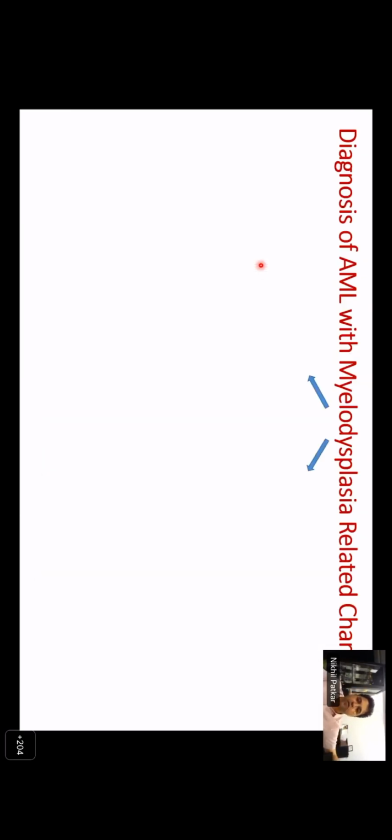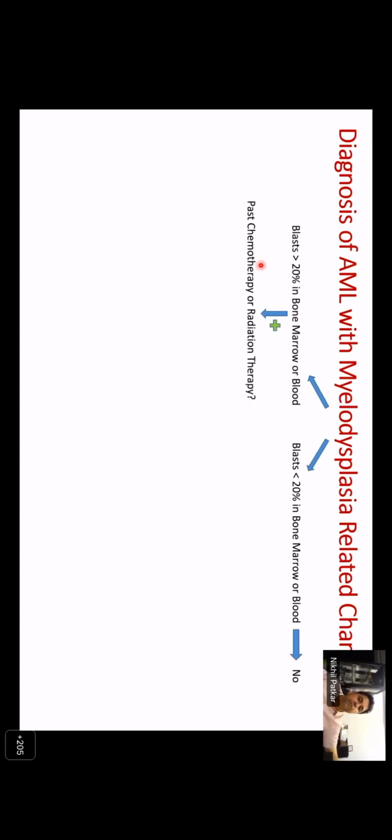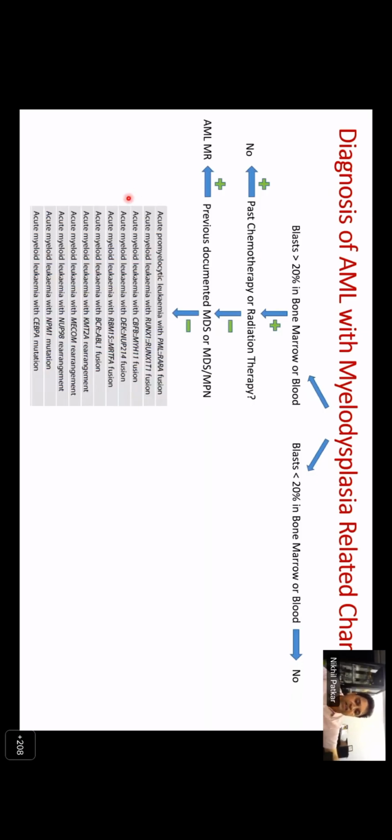We went through this previously, and I'm going to show how AML-MR is diagnosed when you don't have actual cytological dysplasia. If the blasts are less than 20%, straight away it is MDS, not AML-MR. If the blasts are more than 20% and the patient has a past history of chemotherapy or radiation, then you can't say AML-MR. If that is not there, and he has a previous documented history of MDS or MDS-MPN, then it's AML-MR. If that is not there, and recurrent fusions as well as NPM1 and CEBPA mutation are ruled out, that means AML with recurrent genetic abnormalities are ruled out, and there is dysplasia in 2 or more lineages, it is AML with MR.